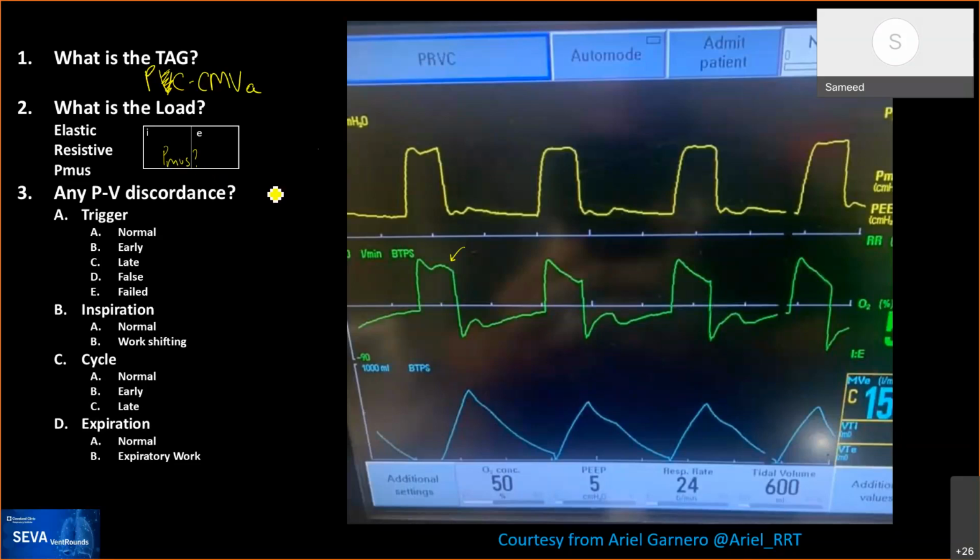but there is a time constants difference between inspiration and expiration, and I wonder is it set this way by the machine or is it just how the patient is behaving? In terms of trigger, I think the trigger is normal. I see all 4 breaths are machine triggered. There is no discordance there. In terms of inspiration, I see a little bit of an inspiratory work shifting.